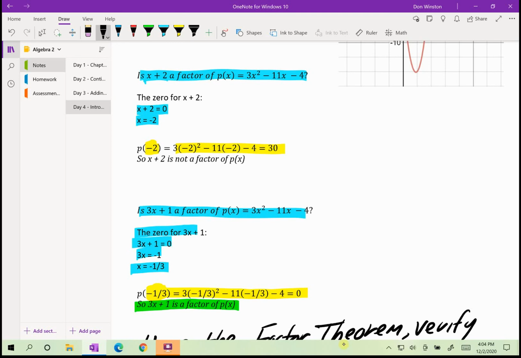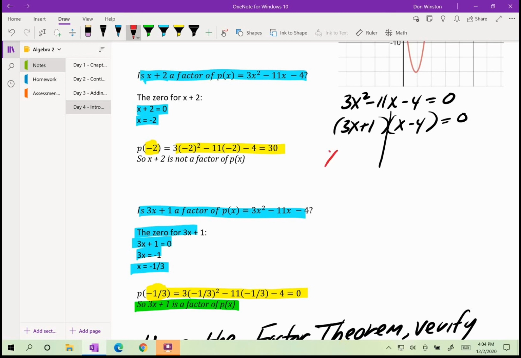Here's my polynomial, 3x squared minus 11x minus 4. Let's factor that, okay? Let's find the zeros. If I factor that, I'll get 3x plus 1 times x minus 4. 3x times x is 3x squared. 3x times negative 4 is negative 12x, plus 1x gives me negative 11x, and 1 times negative 4 gives me negative 4. Okay, so factors. My zeros then would be x is equal to negative 1/3, and x is equal to 4.